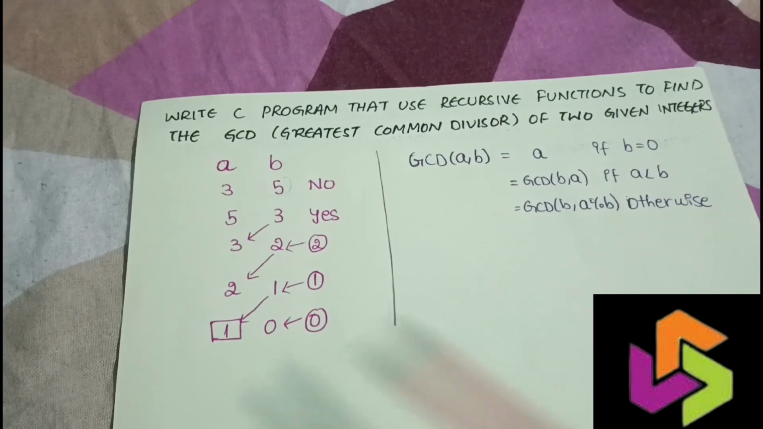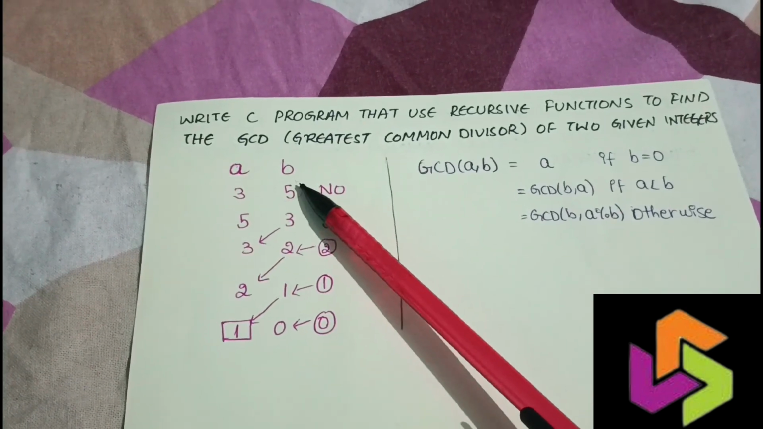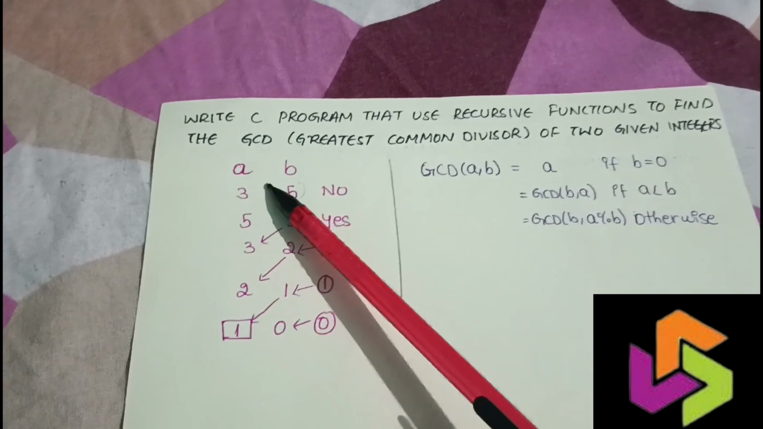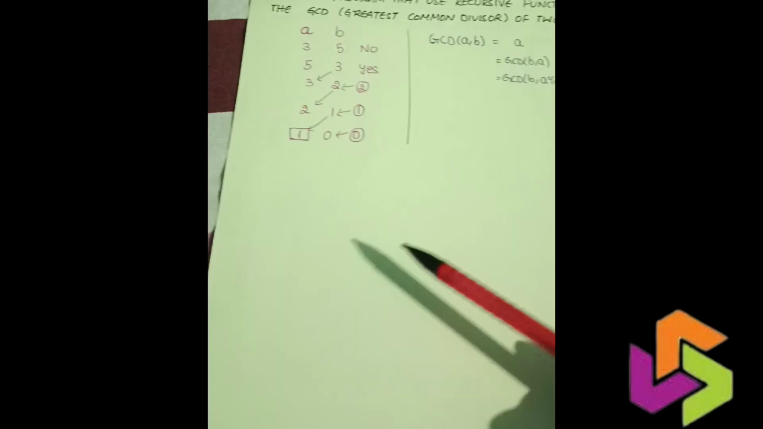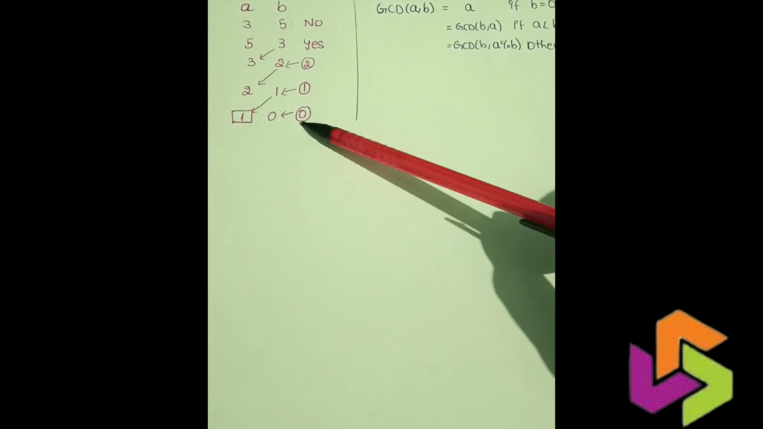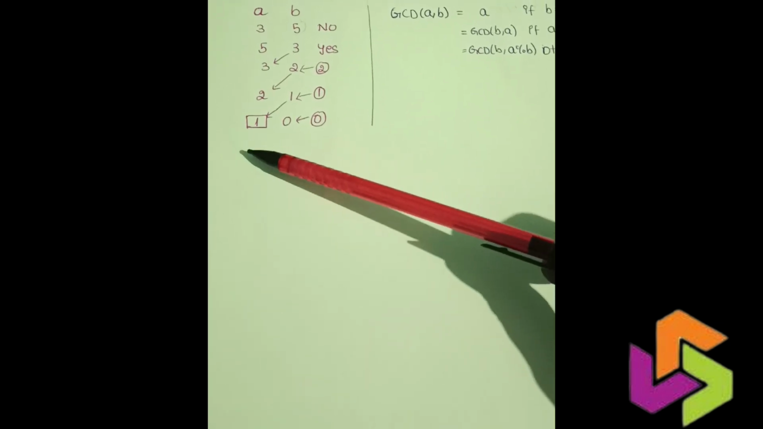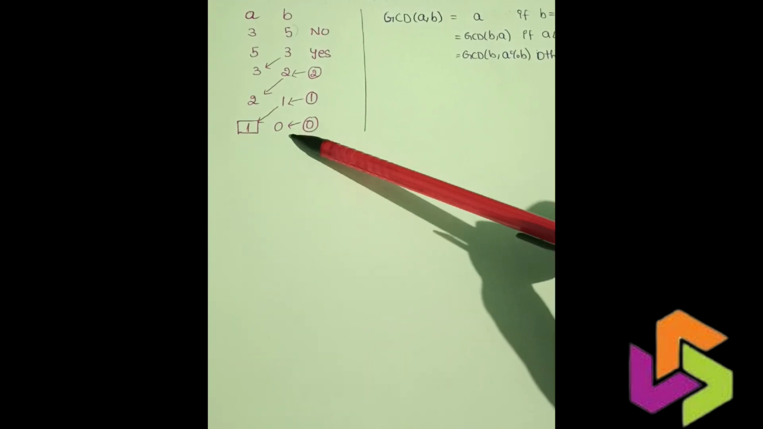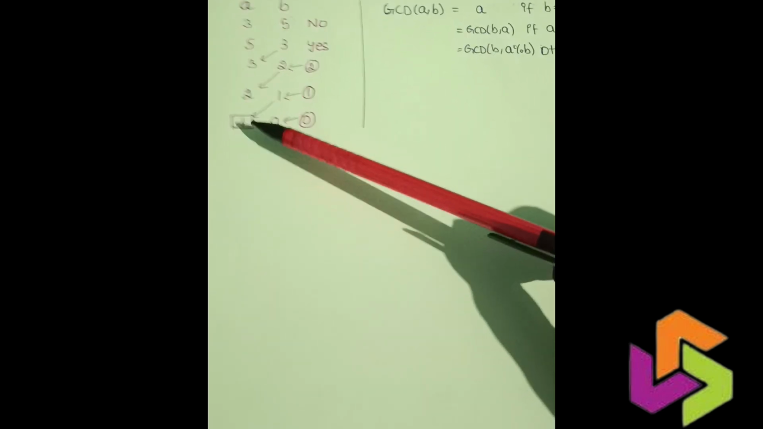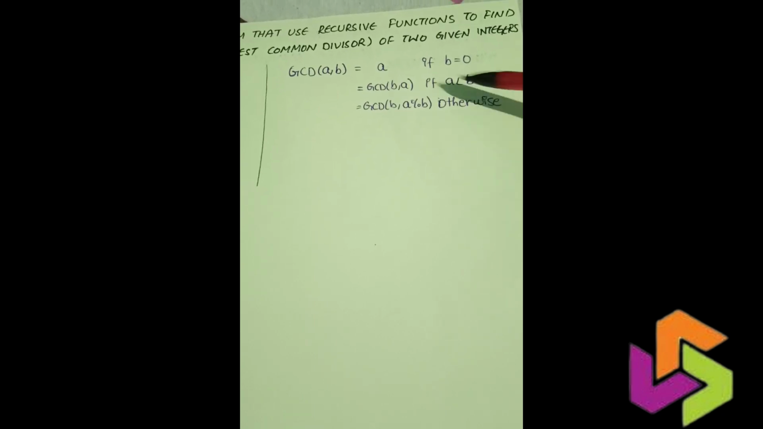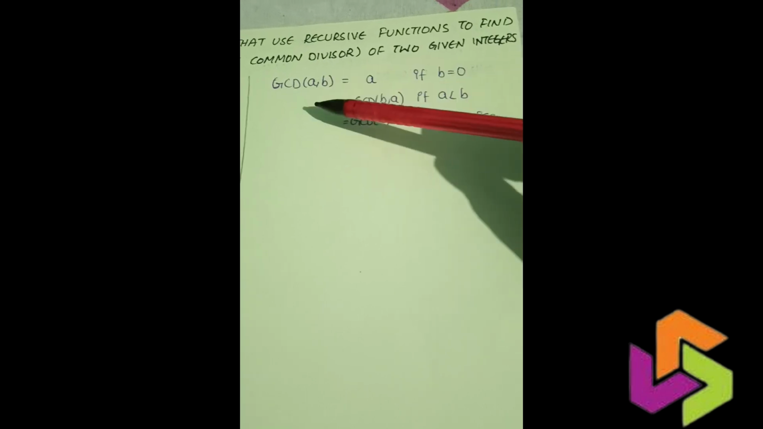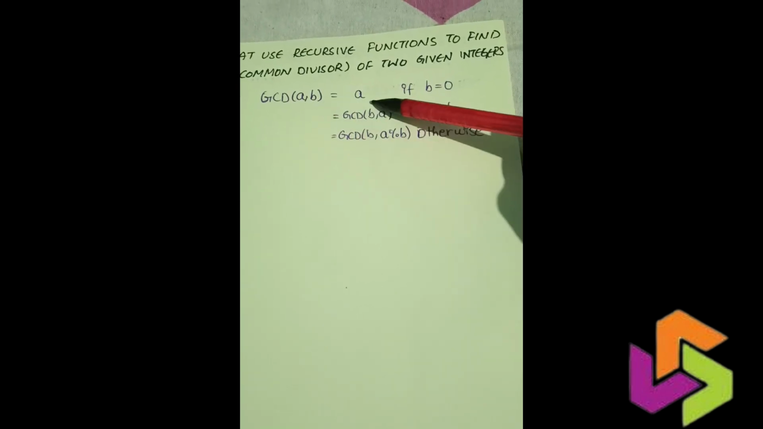One more rule is if the value of b equals 0, then automatically the GCD of a and b becomes the value of a. It is the rule of GCD. So if b equals 0, then GCD of a comma b becomes a. For example, the GCD of a comma b having values 1 comma 0 is 1. So we can write GCD of a comma b. If b equals 0, then we know that GCD of a comma b is a.